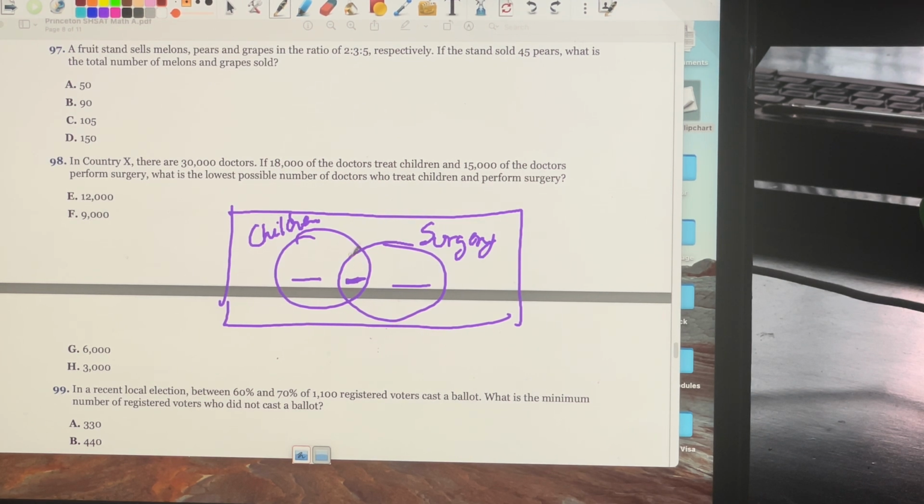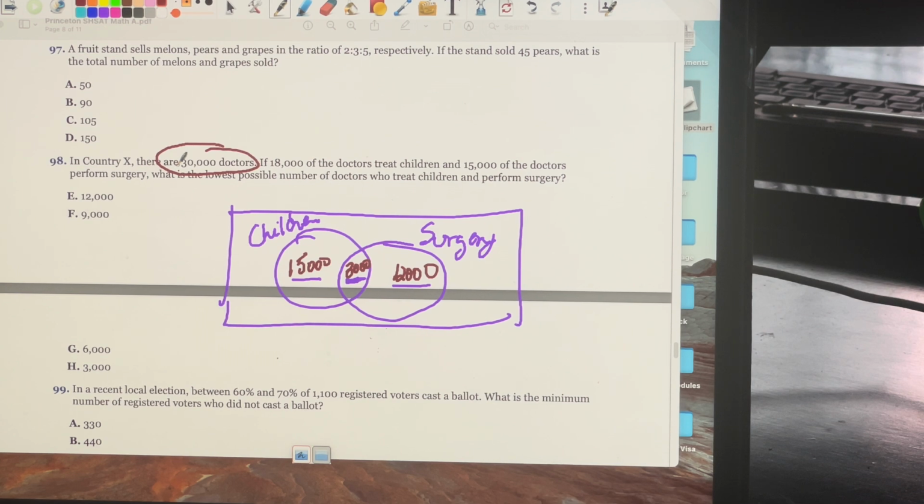Well, let me put 3,000. What happens if I put 3,000? If I put 3,000 over here, I would get 15,000 over here, right? Because 18 minus 3,000 is 15. And 15,000 minus 3,000 gives me 12,000. So 15,000 plus 12,000 is 27,000 plus 3,000 in the middle. There we go. That's the answer I want, because that gives me a total of 30,000 doctors.